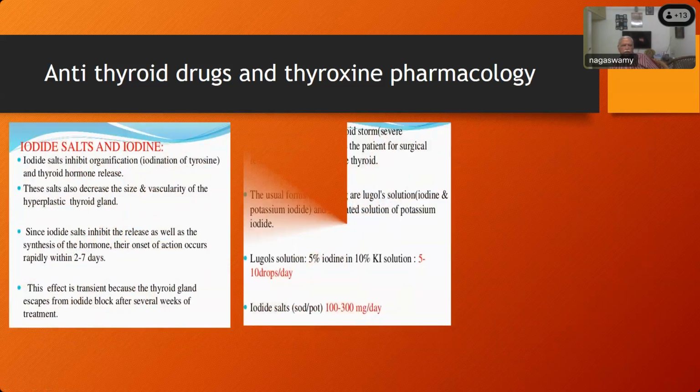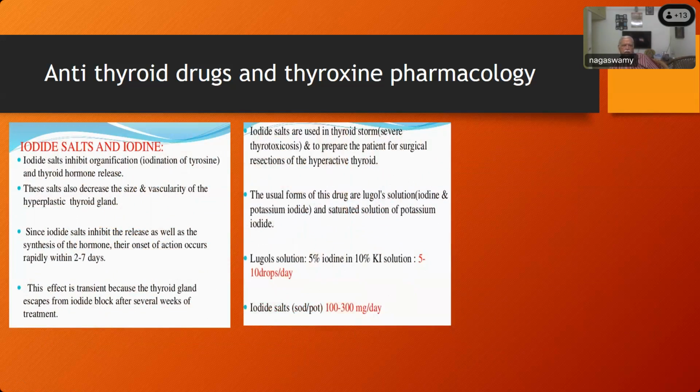And iodine salts and Lugol's iodine are another common question they may ask you. Lugol's iodine is nothing but 5% iodine in 10% potassium iodide, and 5 to 10 drops per day is given, especially before surgery to reduce the vascularity of the gland. And when you stop it, you must operate within 5 to 7 days. It's called the window period.